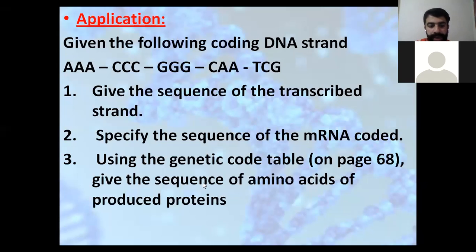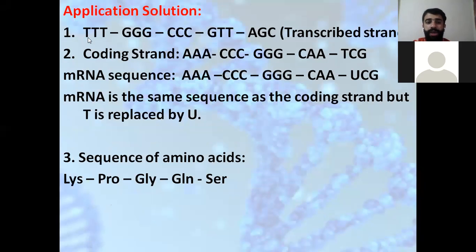The transcribed strand is going to be the complementary sequence. Specify the sequence of the mRNA, and you have to use the genetic code table to give the sequence of it. Let's move step by step. Coding strand. The complementary of T is A, so A. Complementary of G is C, so C. Complementary of C is G. Complementary of G is C. Complementary of T is A, A is T, G is C, C is G.